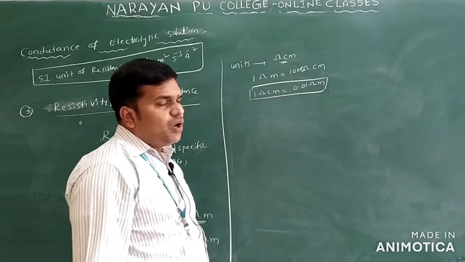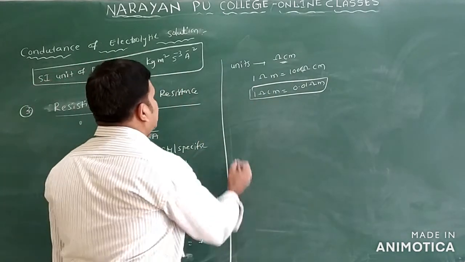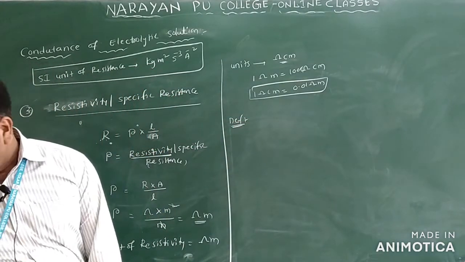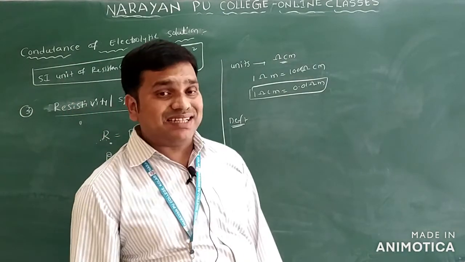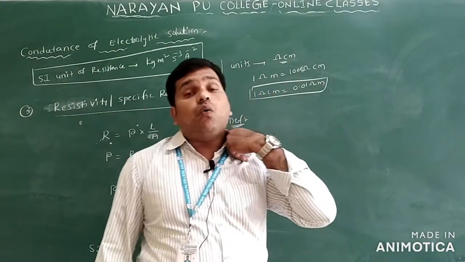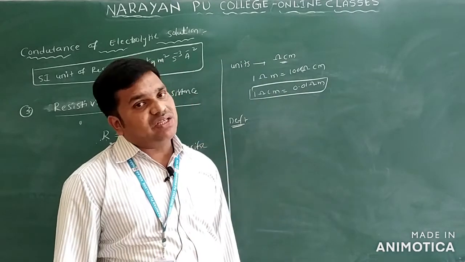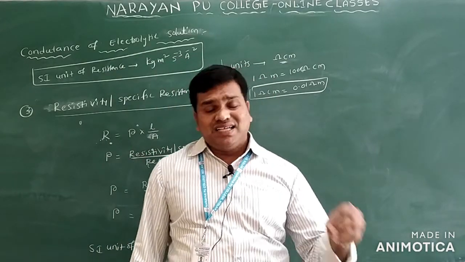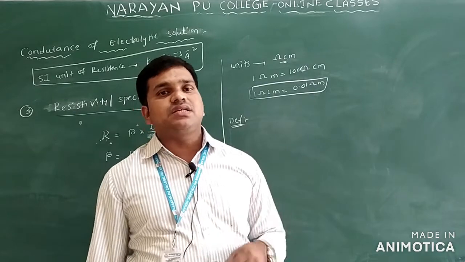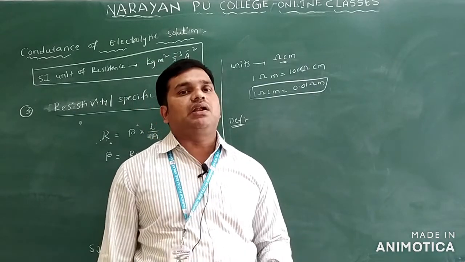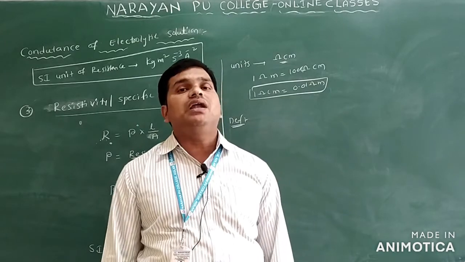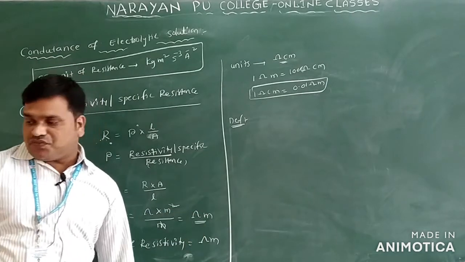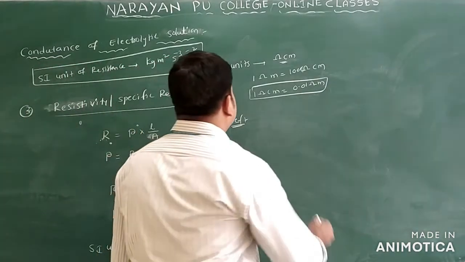Now, how can you define the resistivity of the substance? The resistivity of the substance is the resistance when it is 1 meter long and the area of the cross section is 1 meter square only. That we are calling resistivity, or specific resistance only.